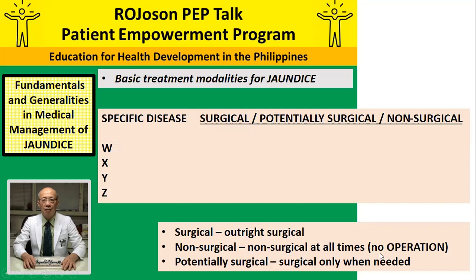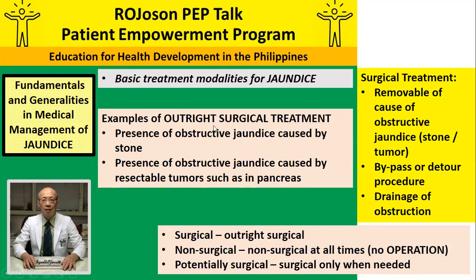Non-surgical at all times, no operations needed. This is what is meant by non-surgical. I'll give you examples of this. Potentially surgical is that it's non-surgical at the moment, but surgery might be needed in the future, whether soon or later.